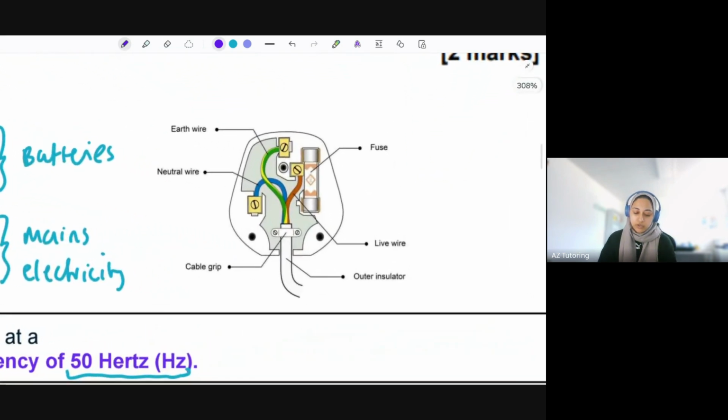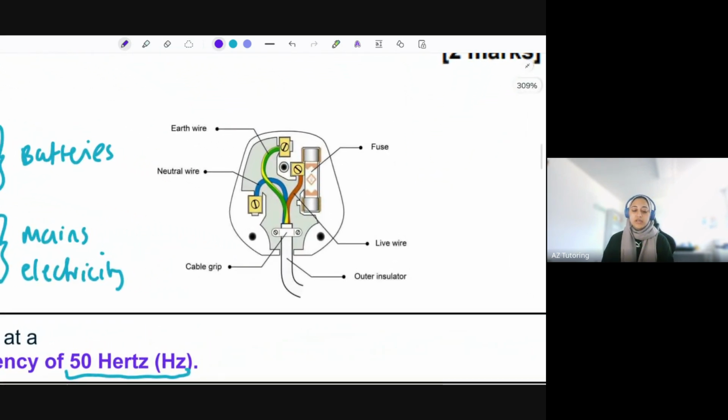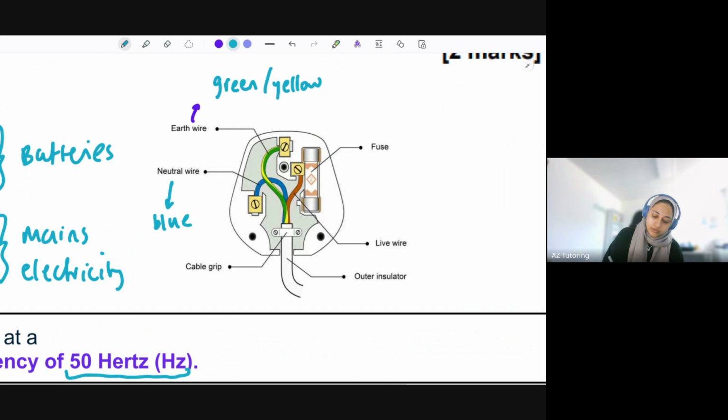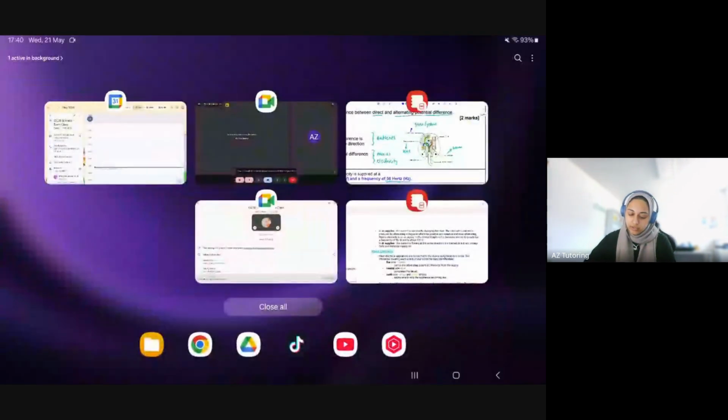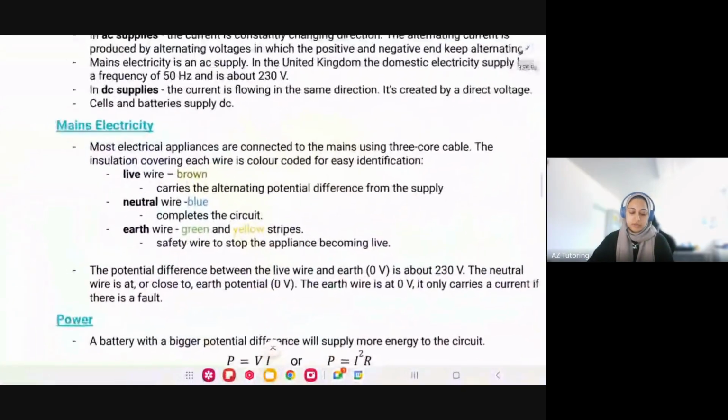Okay, let's have a look at the plugs. So you need to remember the colors of the earth wire, neutral, and the live wire. So the earth wire, well, it's kind of like the earth. It's green and yellow. You've got the neutral wire, which is blue. And you've got the live wire, which is brown. So make sure you know all these colors and what each one is responsible for. Let's just go over it on here.